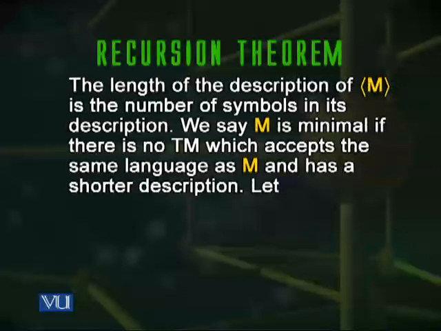Let the length of the description of a Turing machine be the number of symbols in its description. We will say that M is minimal if there is no Turing machine which accepts the same language as M and has a shorter description. So, what we are interested in is minimal Turing machines. In some sense, the smallest, the shortest Turing machines that accept a given language.